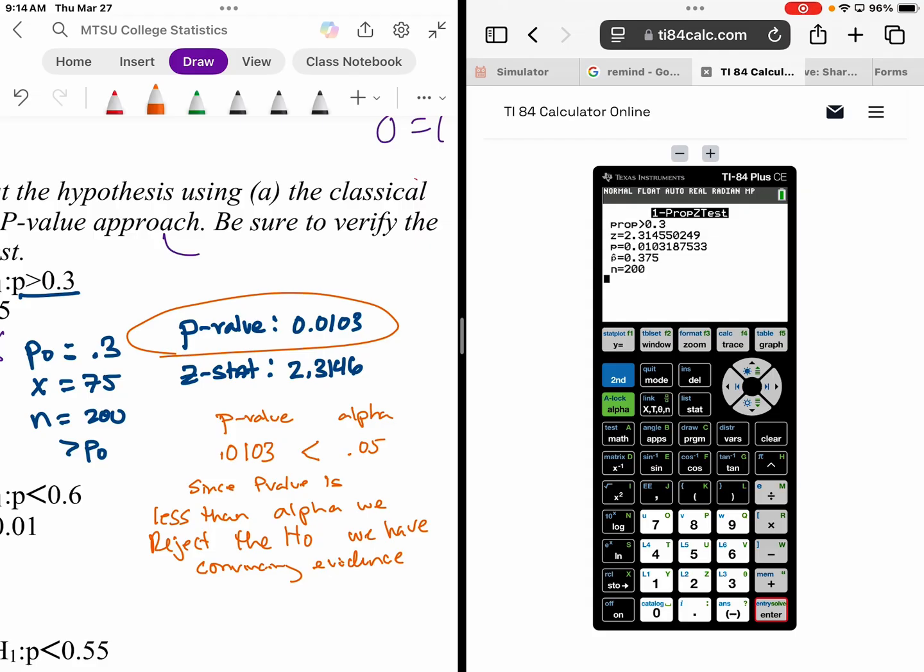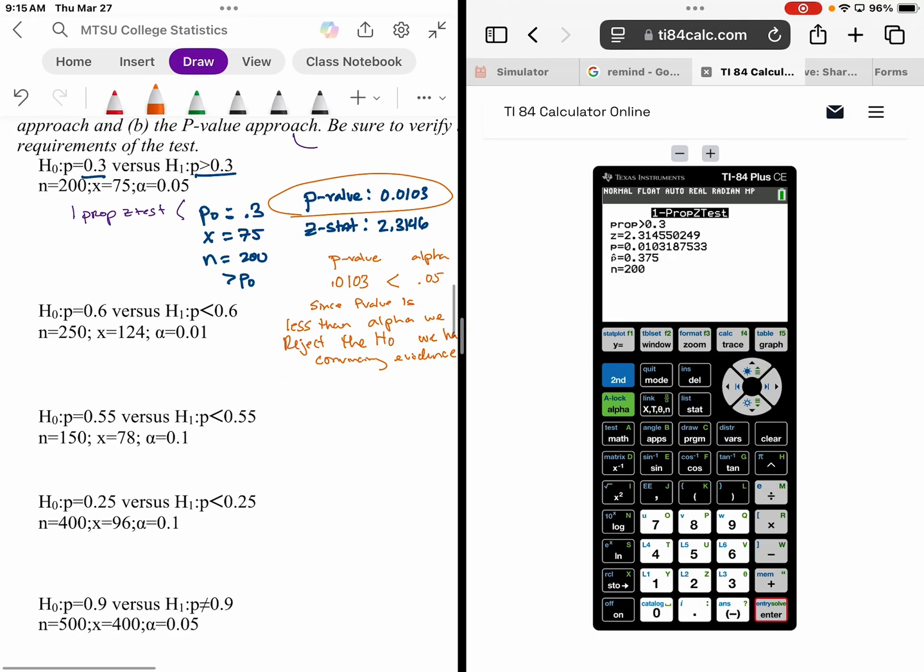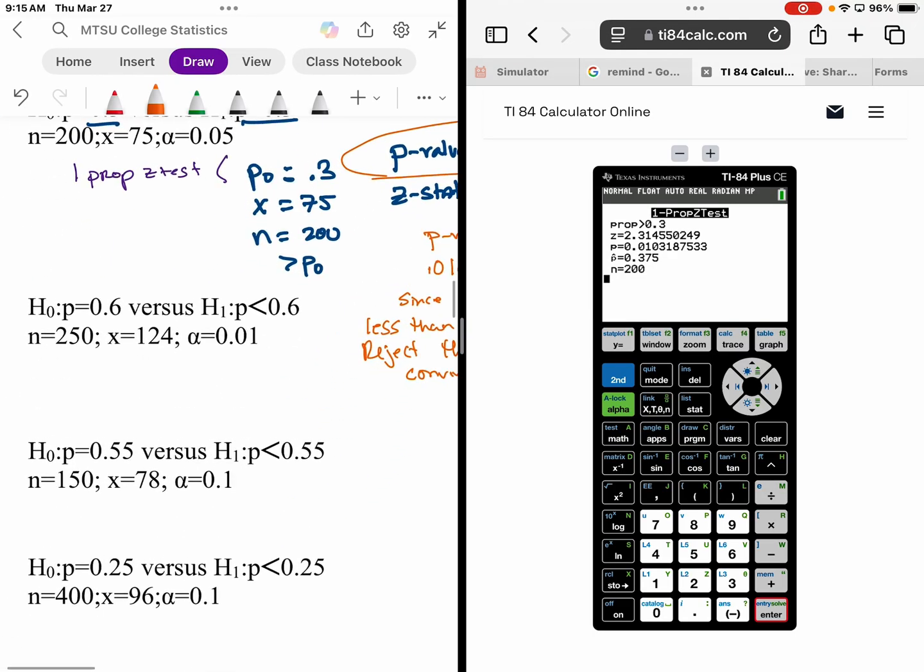Now, if you chose to do the classical method and you found the Z star, the 2.3146 should be in the shaded zone when you go to do it. So again, it's your choice which one you want to use. I like using this one just because I think it's a little bit quicker. It's less steps. All right, let's try the next one.